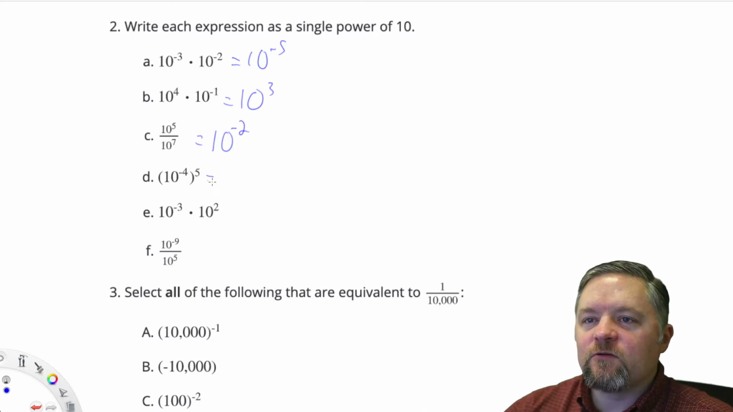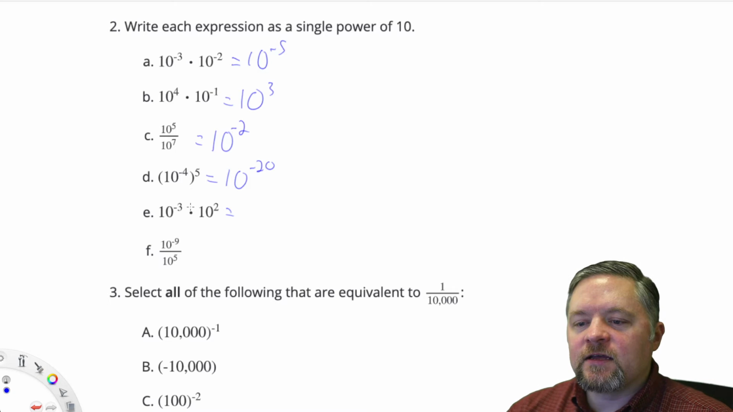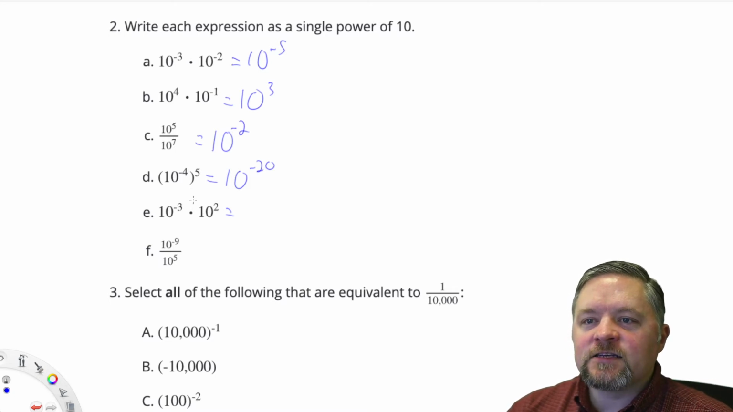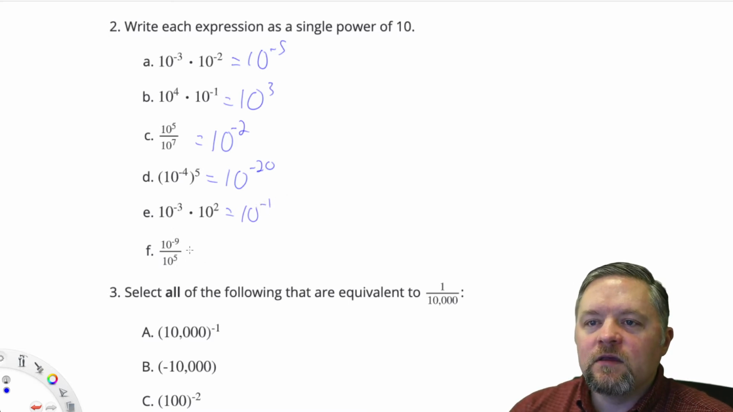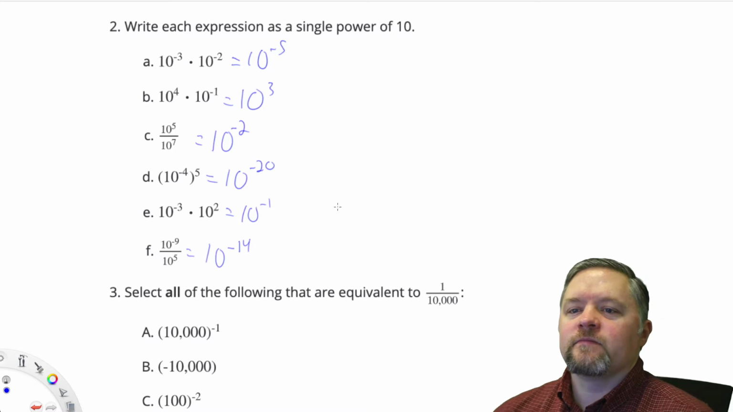Raising to a power, we multiply the exponent. So that's 10. Negative 4 times 5 is negative 20. Multiplying again, so we will add the exponents. Negative 3 plus 2 is negative 1. Okay, dividing means we subtract. Negative 9 subtract 5 is negative 14. Excellent.